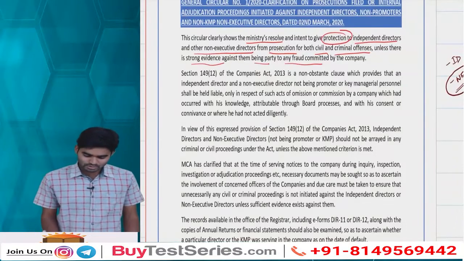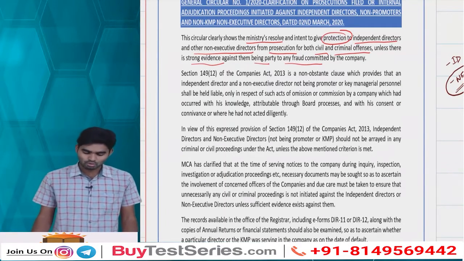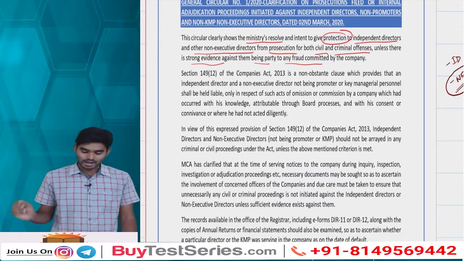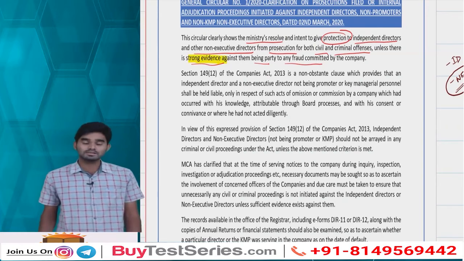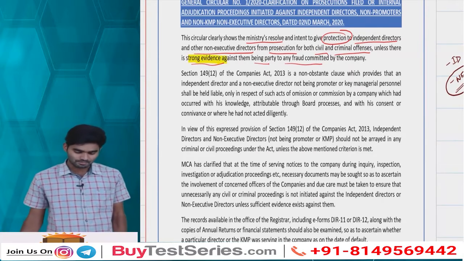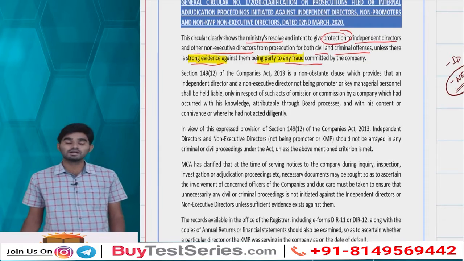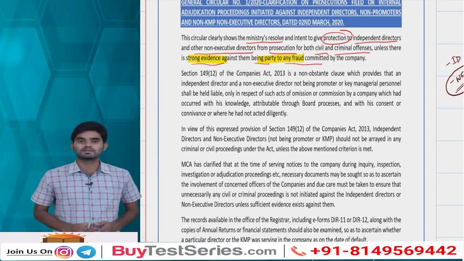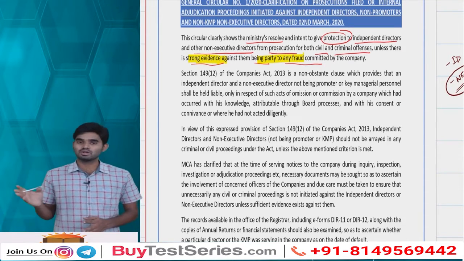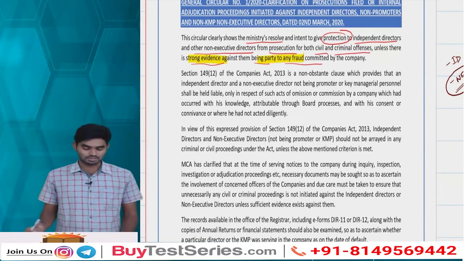It gives a protection to the independent directors and other non-executive directors from prosecution for both civil and criminal offences unless there is strong evidence against them that they were a party to any fraud committed by the company. Sir, only if you have particular evidence that they are involved in this particular fraud, then these independent directors and the non-executive directors shall be made liable and can be prosecuted.